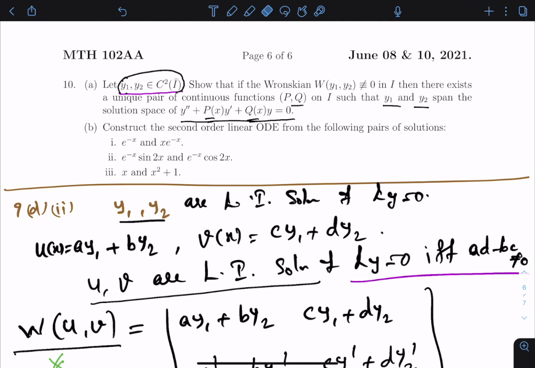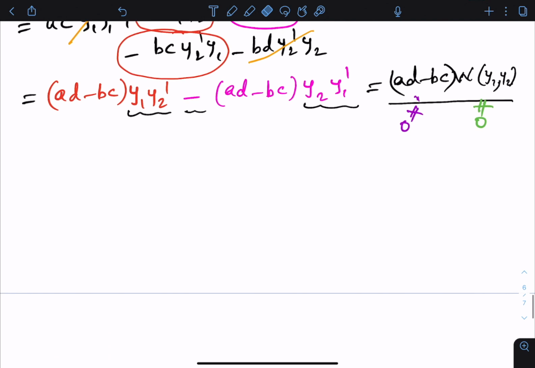So if the Wronskian is non-zero, then you can always find coefficients such that y1 and y2 are solutions to the ODE corresponding to those coefficients. That is what 10a is. Okay, so let's do 10a. So can we find the P and Q?